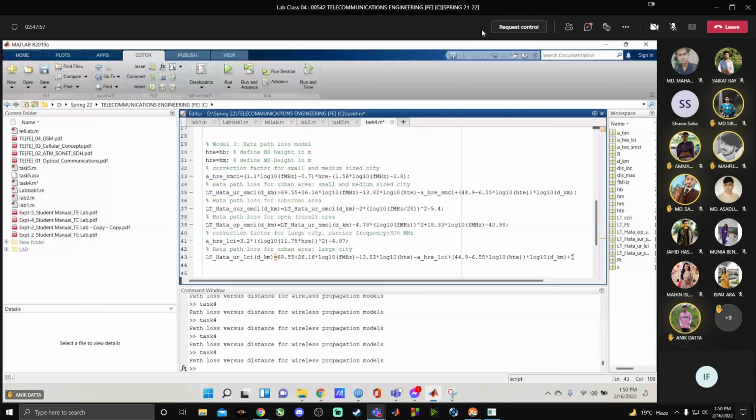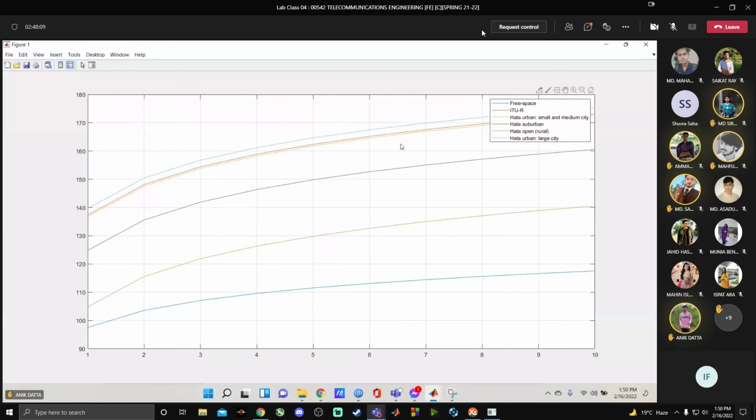Yes, sir. Now it is correct, otherwise it wouldn't come out correct. Now run it, and now we should see all 6 graphs. Can you see the 6 graphs? Yes, sir. Because now you have a 3 dB gap between medium sized and large city, because we have considered an extra 3 dB correction factor for large city. Is it clear, everyone? Does anyone have any question?